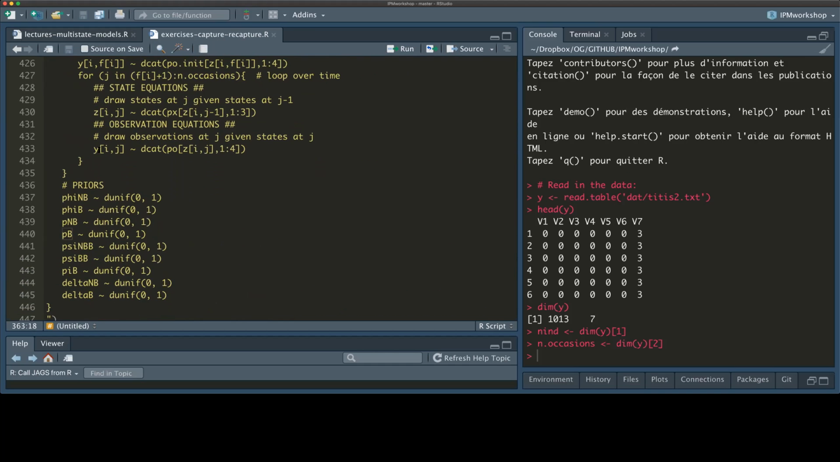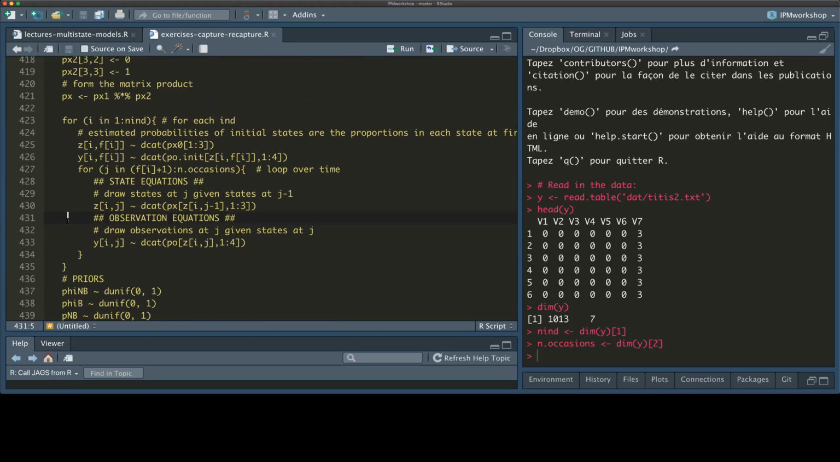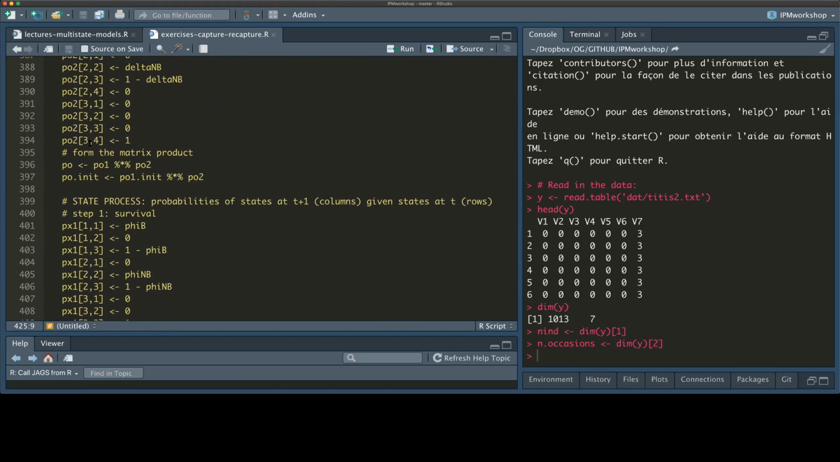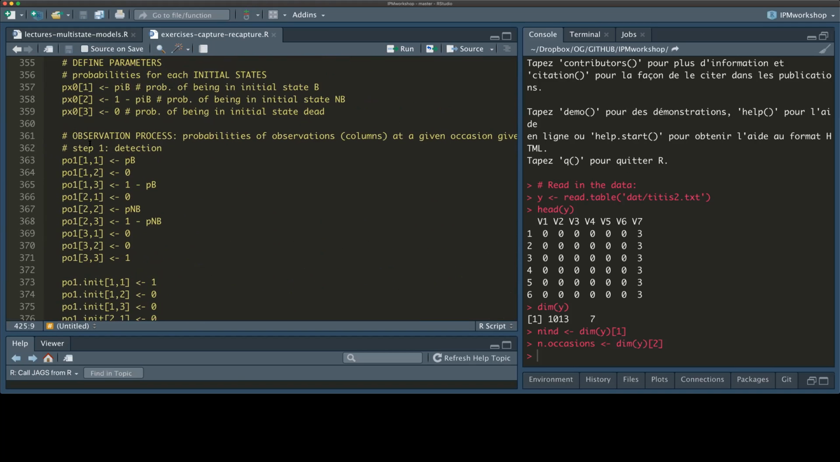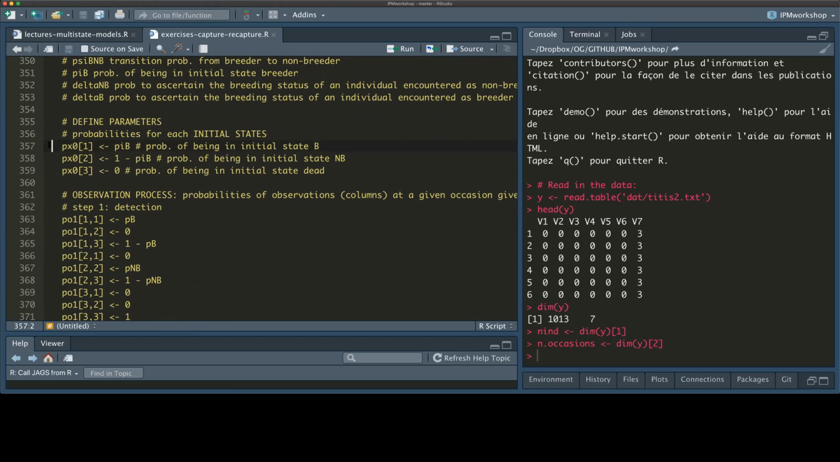Olivier? Yeah, can I just ask a question considering the initial states? Because I don't really understand. In the previous multi-state model, you didn't, or maybe I missed something, but you didn't define any initial states in the classic multi-state model. But in this exercise, why do you define initial states in addition to the observation matrix and transition matrix?